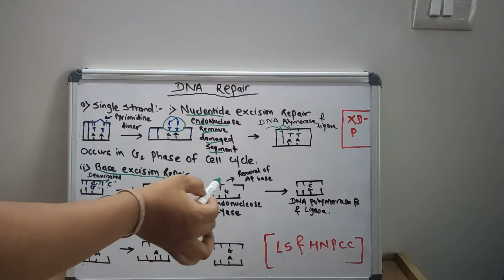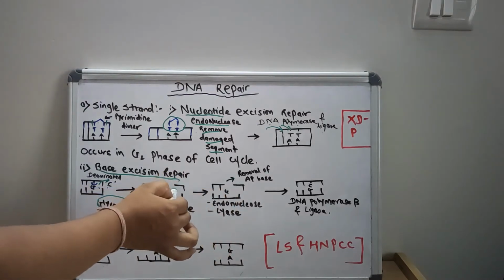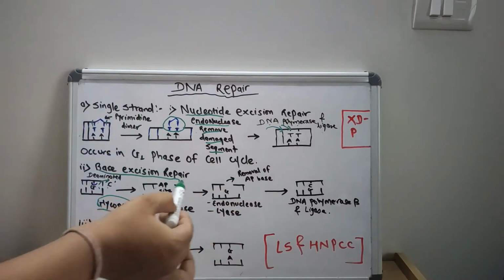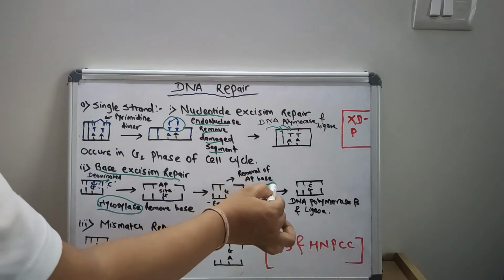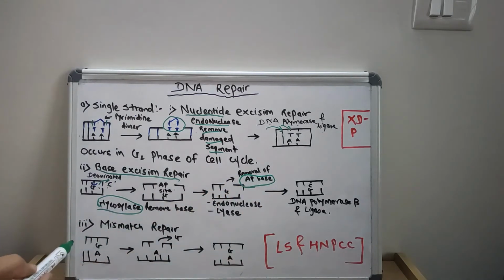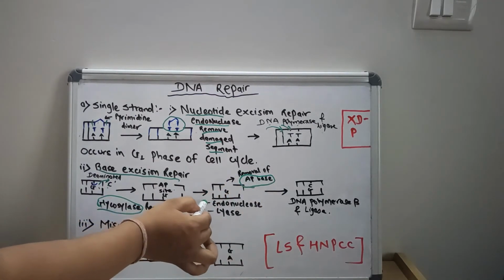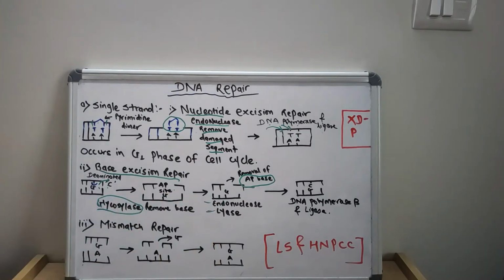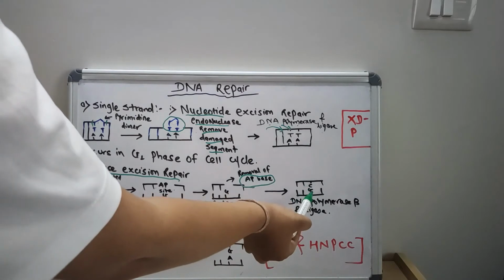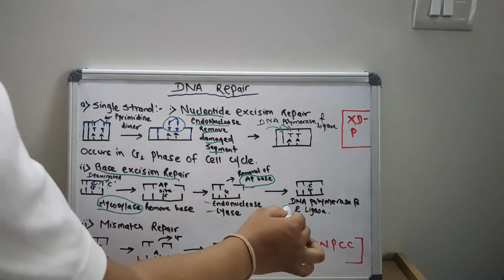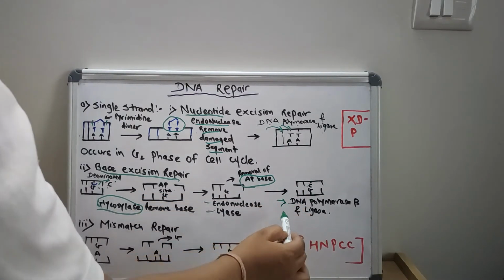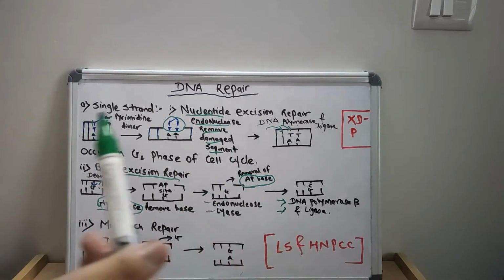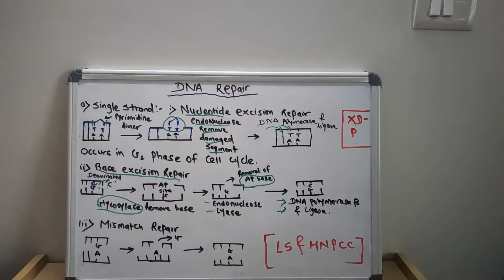Then after the formation of the AP site, there is removal of the AP base, which occurs with the help of the enzymes endonuclease and lyase. After that, the correct nucleotide, cytosine paired with guanine, is inserted with the help of DNA polymerase beta, and DNA ligase reseals the gap. So let us discuss mismatch repair.